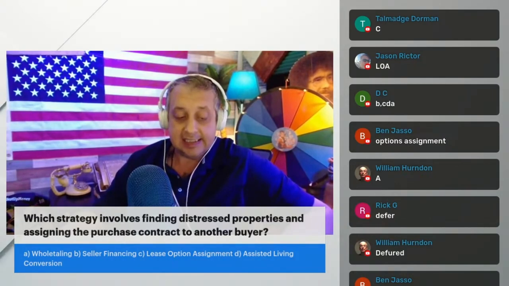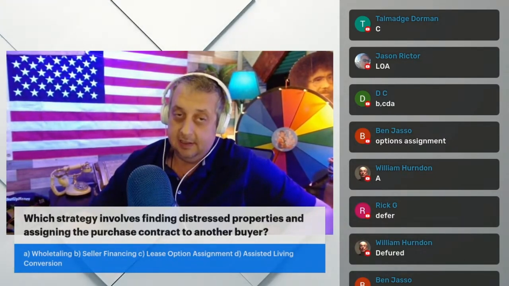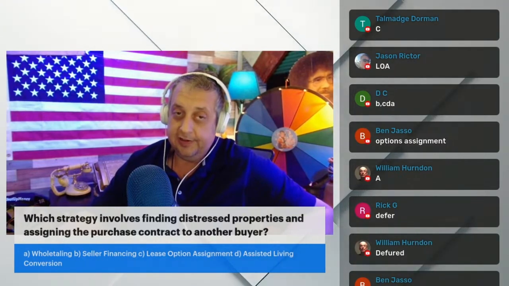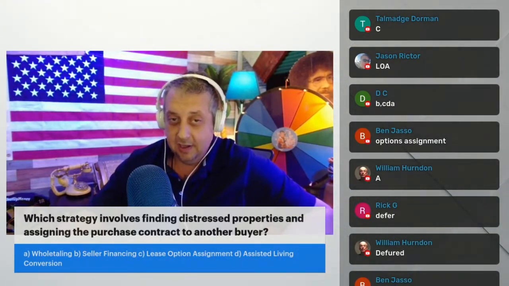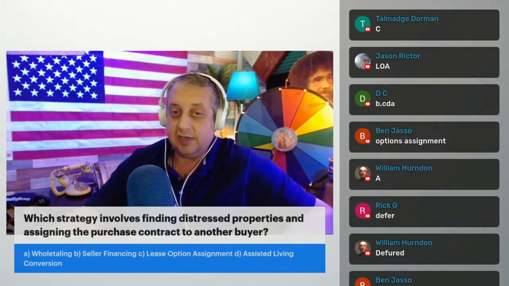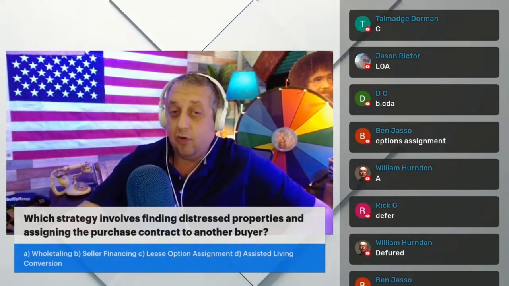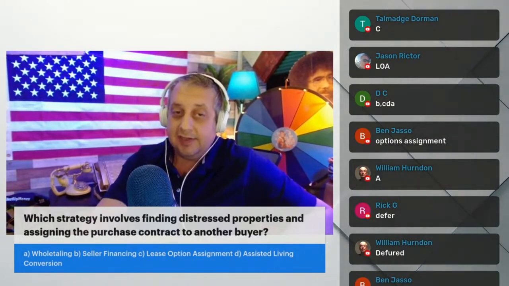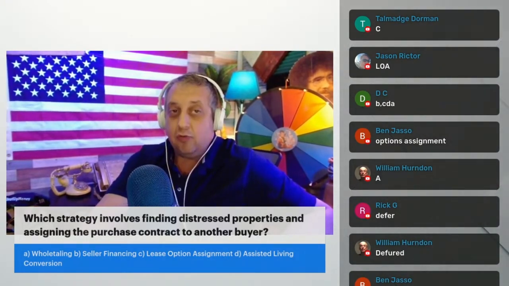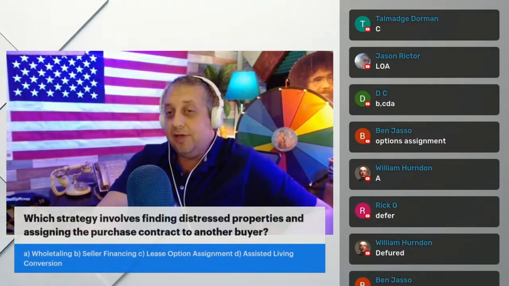Traditionally, lease options are pretty houses. Okay. So in this question, it's asking about finding a distressed property and assigning the purchase contract to another buyer. So it's kind of a dumb question, but yes, A or C, I would have accepted as correct answers. I would not have accepted B or D. They would have been wrong answers. Okay. So if you were saying A or C, that would have been right.